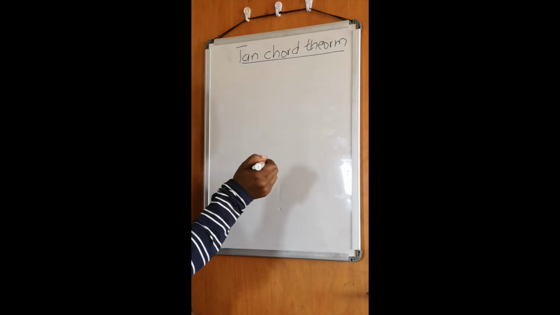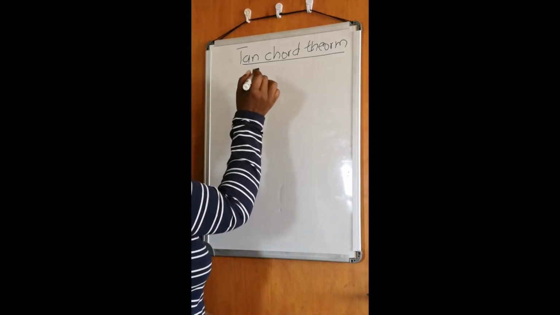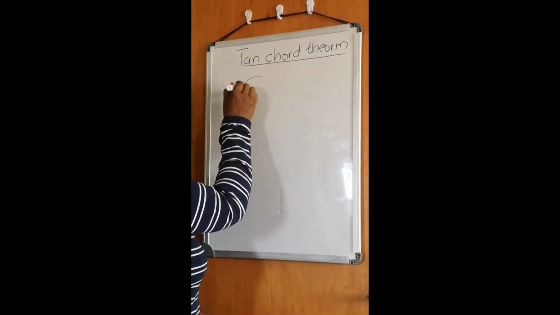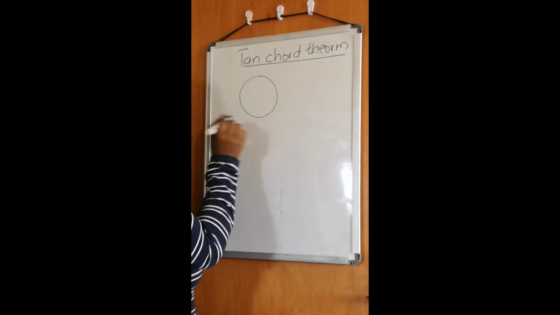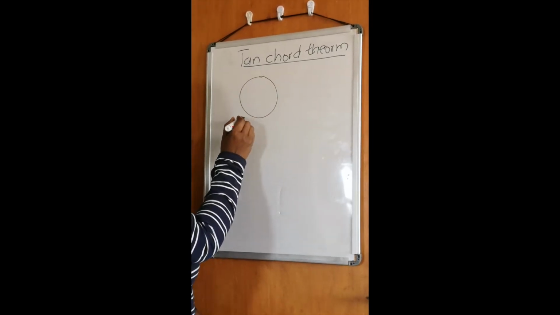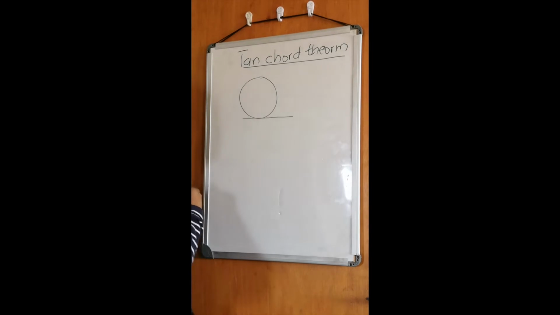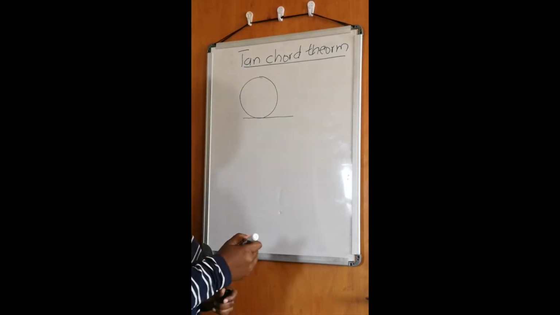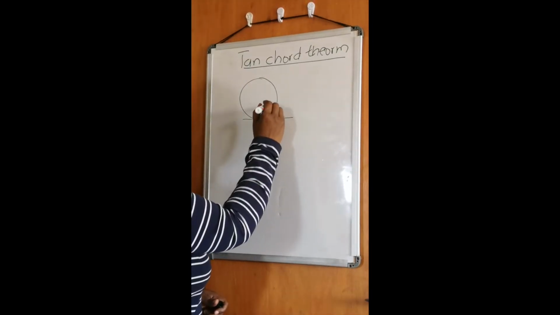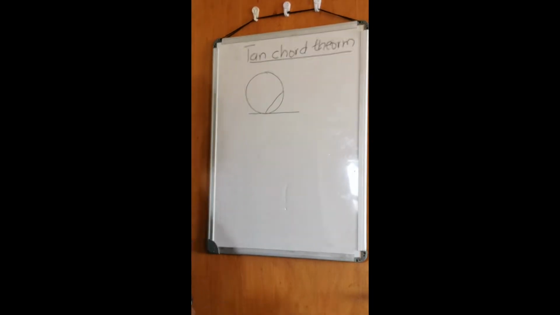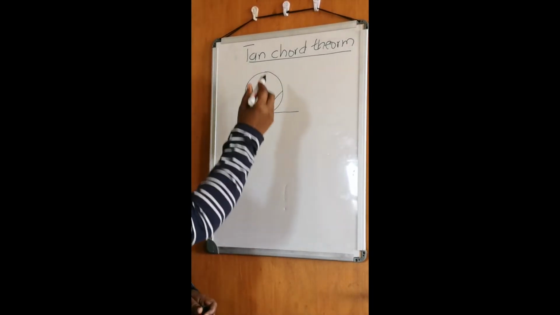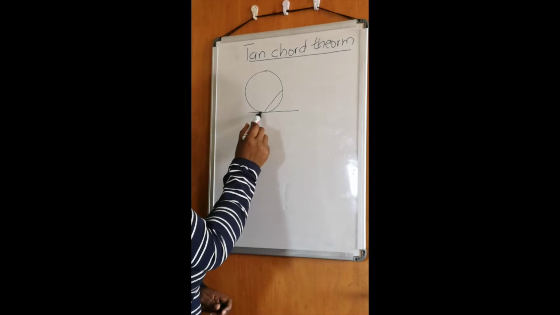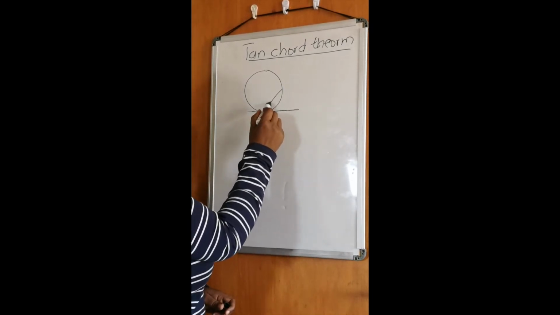Tan stands for tangent and chord stands for the chord. A tangent is a line that touches a shape in one point, and in this instance we're talking about the circle. A chord is a line that touches a circle in two sides but doesn't go through the center. So this theorem is about these two lines, the tangent and the chord.